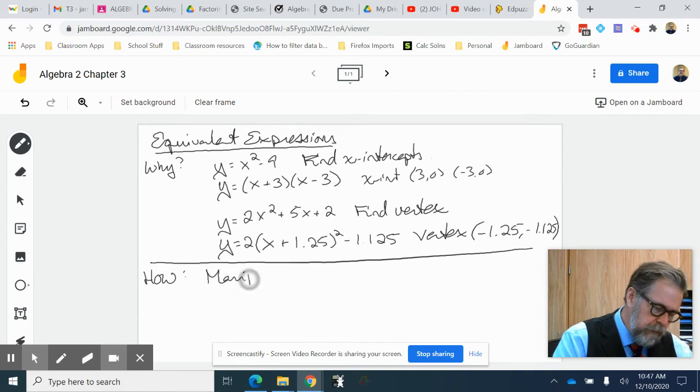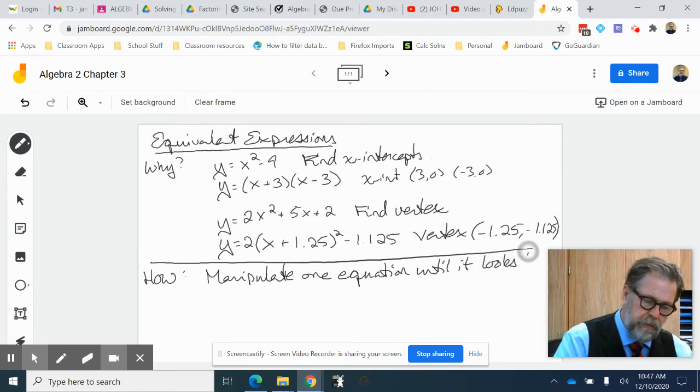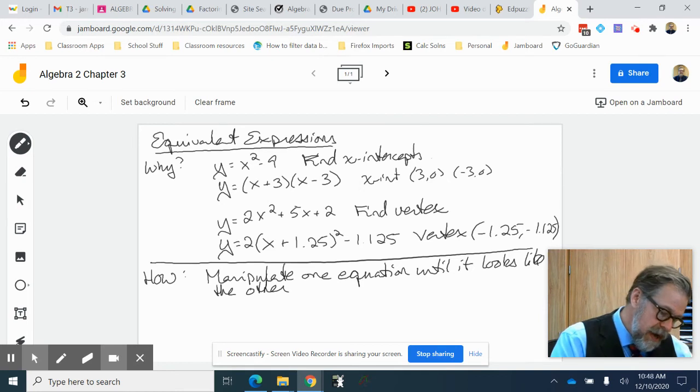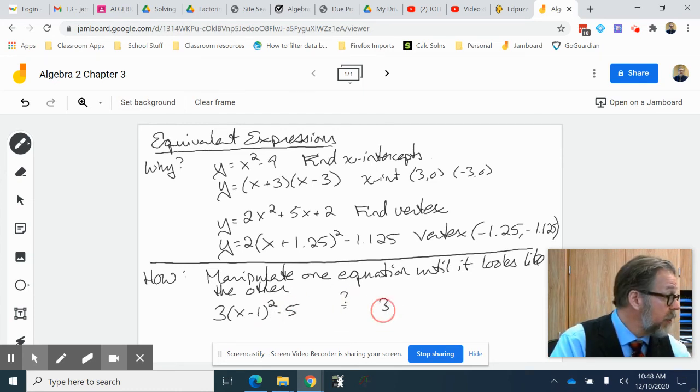Manipulate one side, or manipulate one equation or expression, until it looks like the other. So I'll give you a quick example. 3 times x minus 1 squared minus 5, is it equivalent to 3x squared minus 6x minus 2?